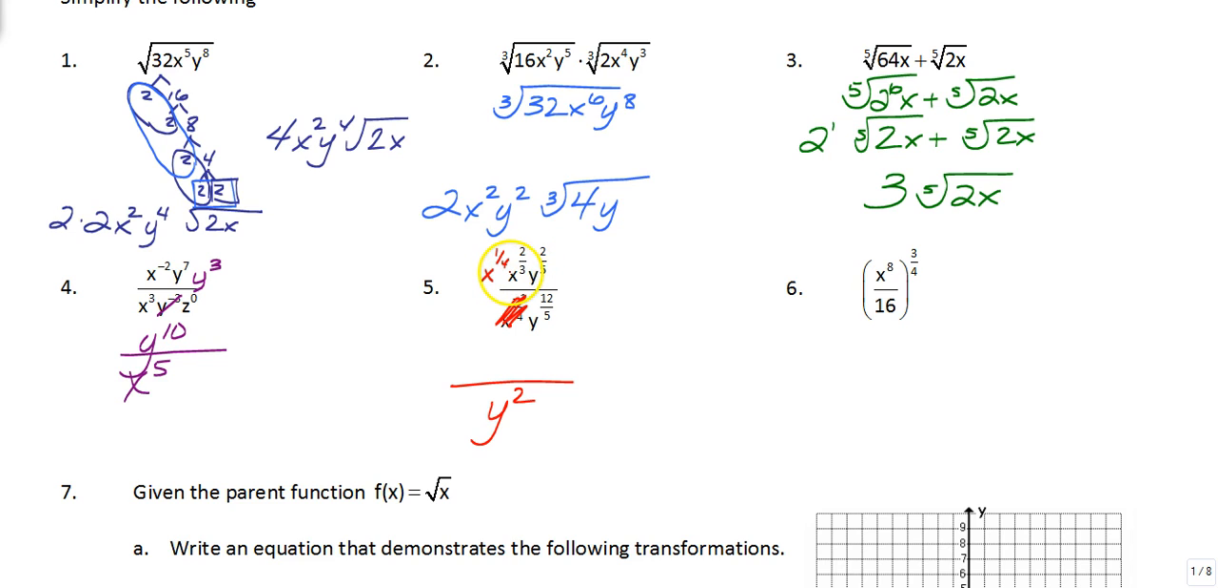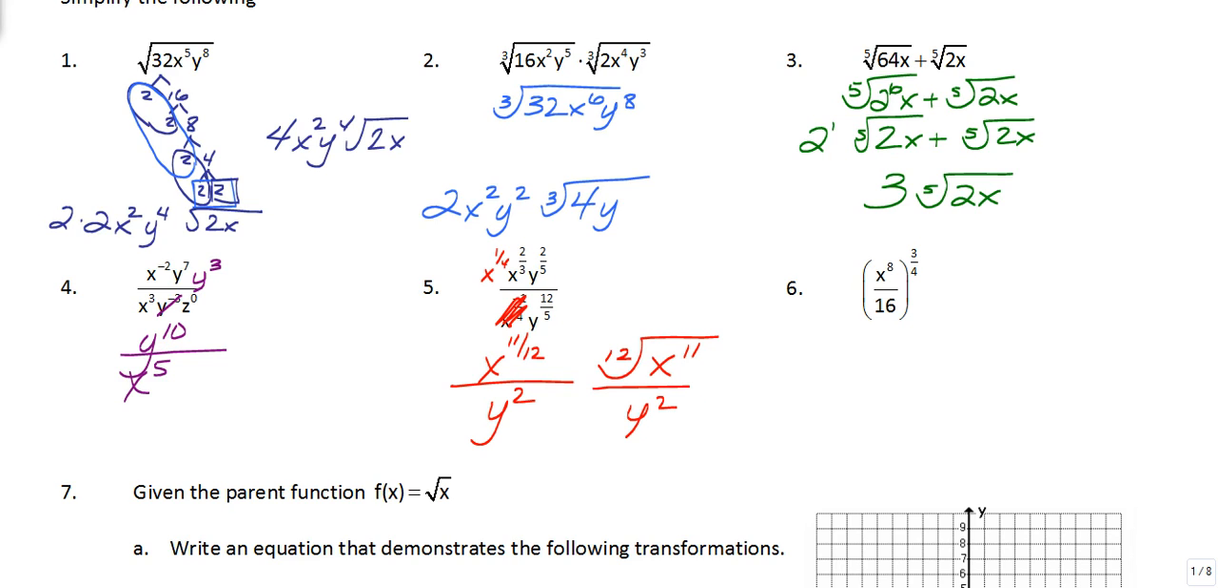Same with this. When we add those together, we need common denominators. So this is going to end up being 3/12 plus 8/12, which is going to give us x to the 11/12. Again, just type it in your calculator. This did not tell us that we had to write it in radical form. If it did, it would be the 12th root of x to the 11th power over y squared. But since the directions didn't say we had to do it, we can leave it right like that for this example, but either way is fine with me.